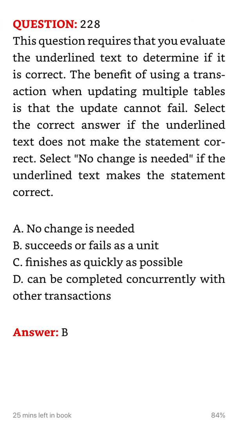The question requires that you evaluate the underlying text to determine if it is correct. The benefit of using a transaction when updating multiple tables is that the update cannot fail. Select the correct answer if the underlying text is not correct. Make the statement correct. Otherwise, select no changes needed if the underlying text makes the statement correct. The answer is B, succeeds or fails as a unit. So the benefit of using a transaction when updating multiple tables is that it succeeds or fails as a unit.